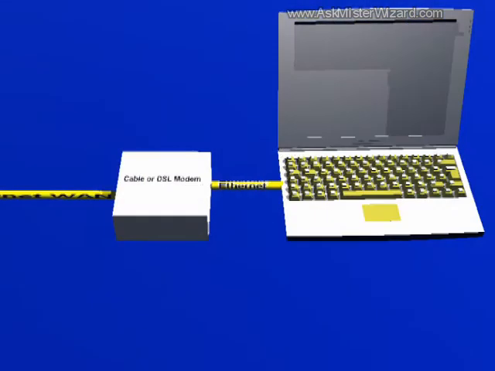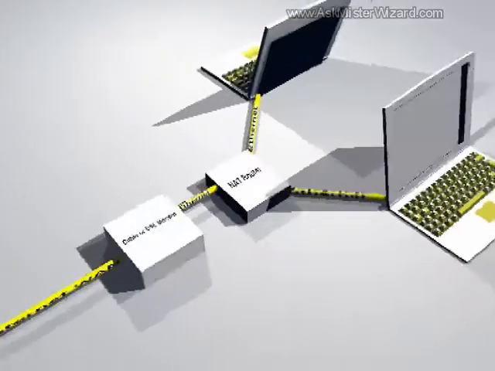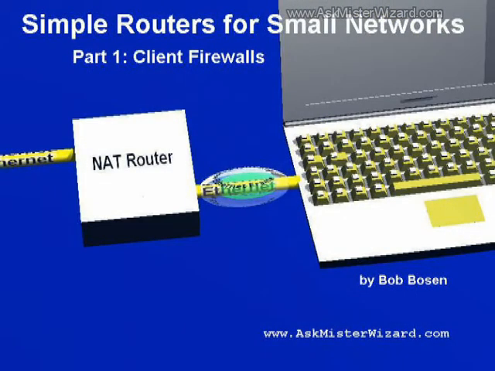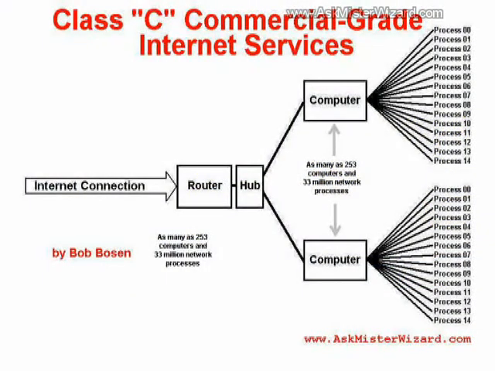This movie builds on concepts discussed in two other movies that are available from AskMisterWizard.com. They are Simple Routers for Small Networks Part 1, Client Firewalls, explaining operation of a NAT router to protect a single PC, and Class C Commercial-Grade Internet Services, explaining extension of IP addressing beyond individual computers to communicate with as many as 130,000 separate processes per computer. Now, if these concepts are unfamiliar to you, then you really should watch those two movies before proceeding here.